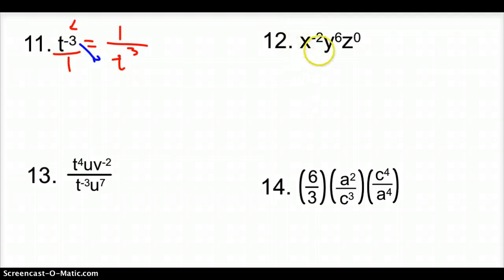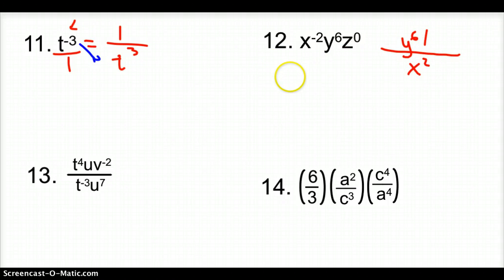Let's try number 12. So this x to the negative second, we have a fraction bar. That goes on the bottom because it's negative. Y to the 6 stays on top. Now anything to the 0 power, check your notes, is 1. I'm going to rewrite this just so it looks a little bit nicer. It's going to be y to the 6th over x squared.